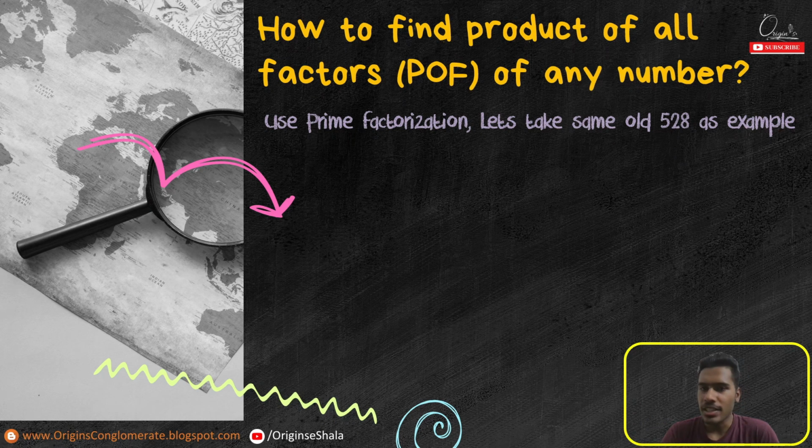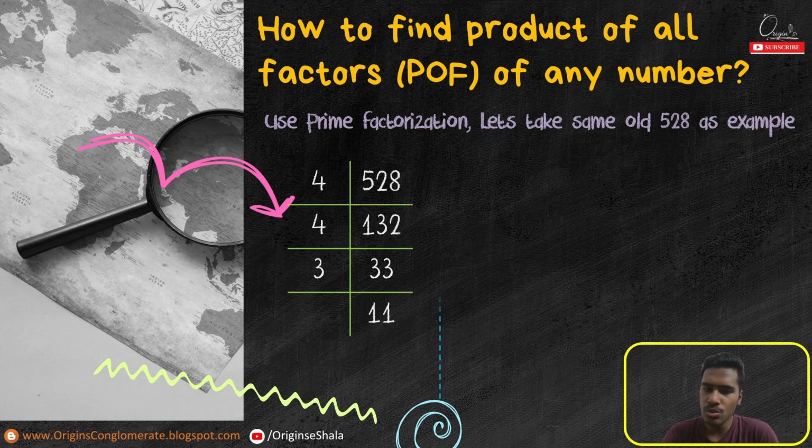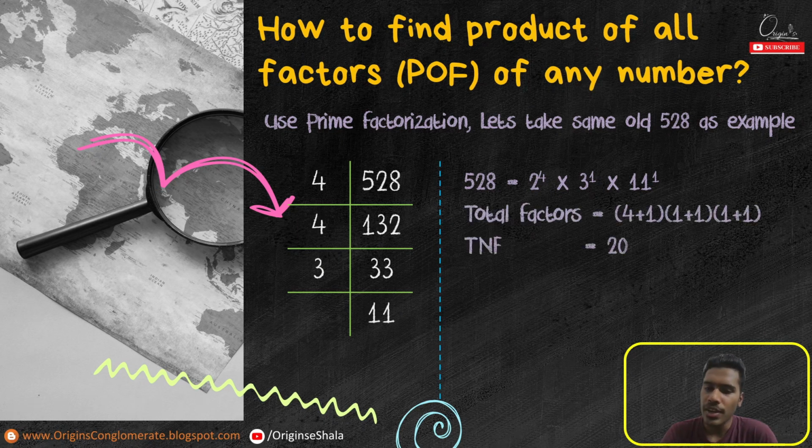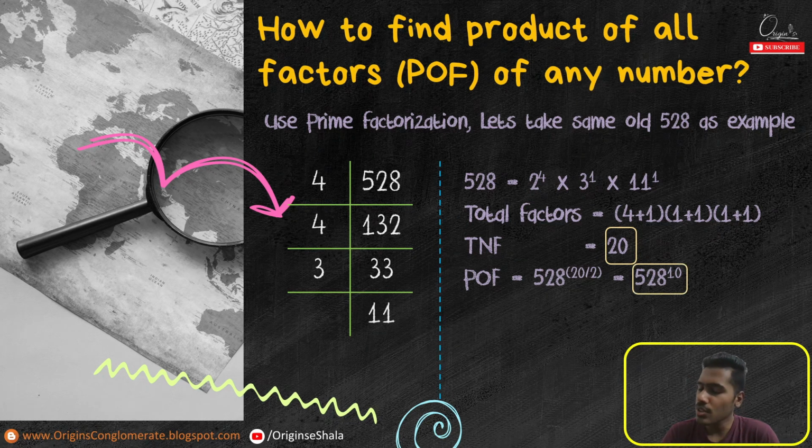So for product of factors, or POF for short, we know this part. We have done it several times that 528 equals 2 raised to 4, 3 raised to 1 and 11 raised to 1. That's quite clear. And total factors, TNF, is 20. This much we all know, right? And product of factors is simply 528, that is the number itself, raised to the TNF divided by 2. That's it. And the answer of this value is going to be the product of all the factors of the number that you have.